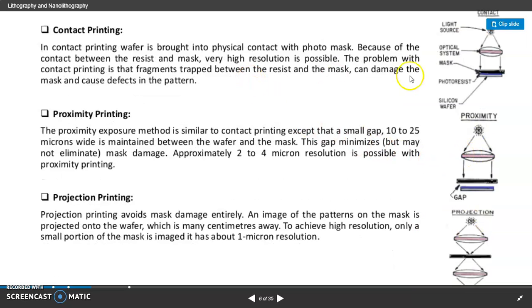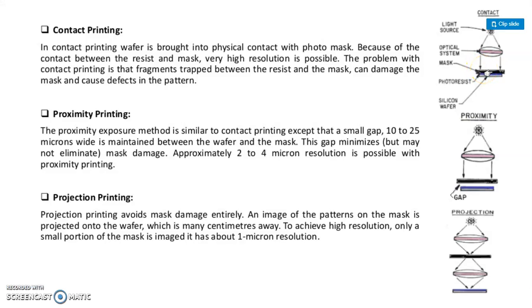Here is the contact printing. Light is applied through the optical system. After that a mask will be kept nearly attached to the photoresist. In contact printing, the wafer is brought into physical contact with the photomask. So here the wafer is in direct physical contact with the photomask.